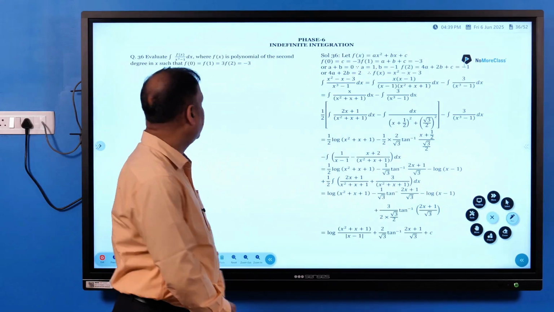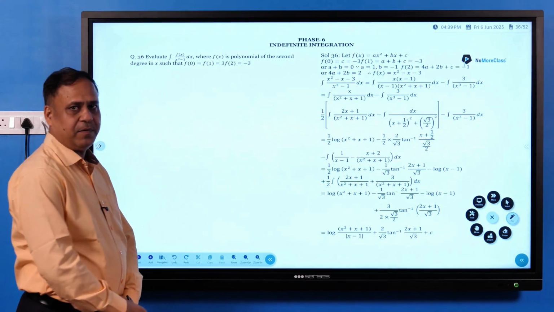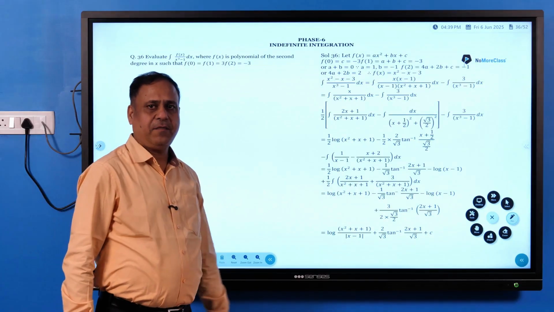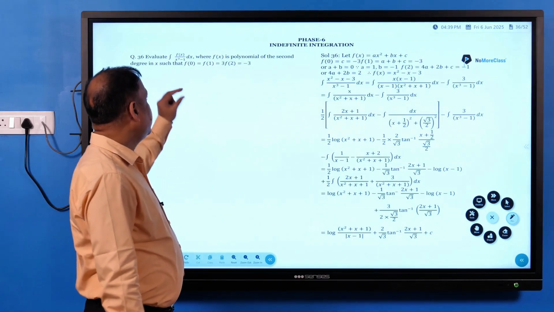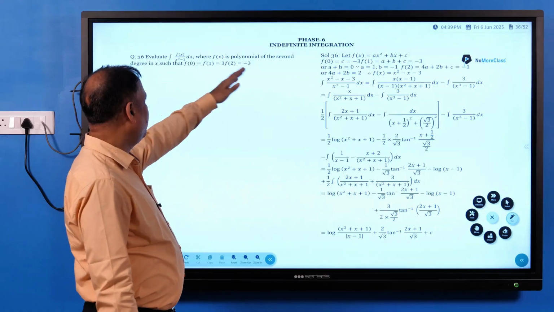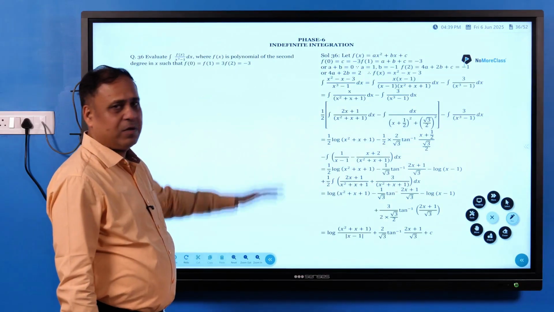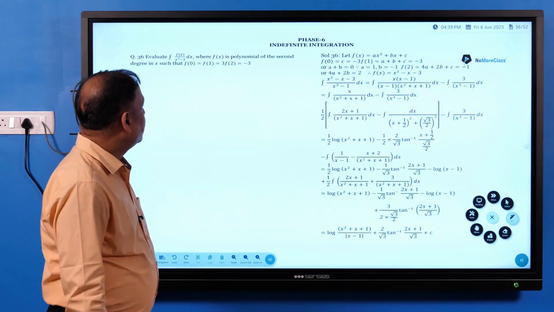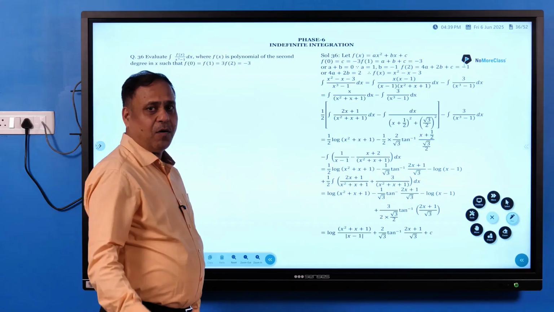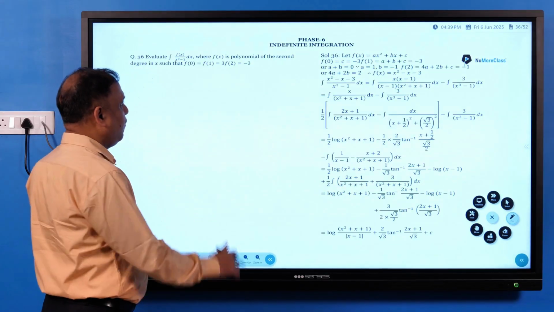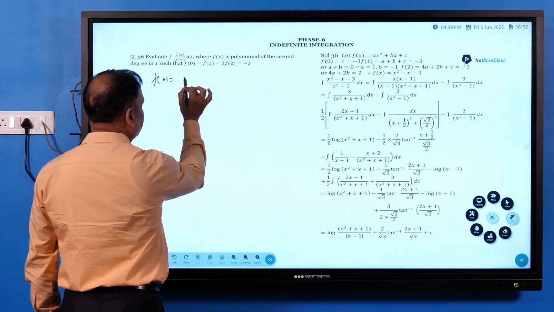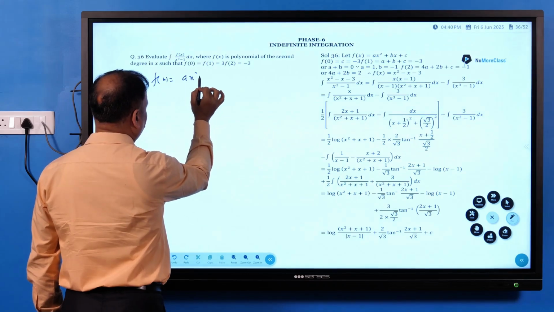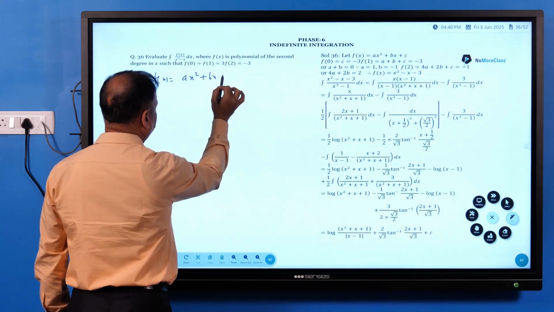Yes, so now come to question number 36, exercise 1, phase 6, indefinite integration, mathematics. Here they have mixed two concepts: a polynomial is given and some conditions are given to calculate the polynomial. Here f(x) is a polynomial of second degree, so we can take f(x) = ax² + bx + c.